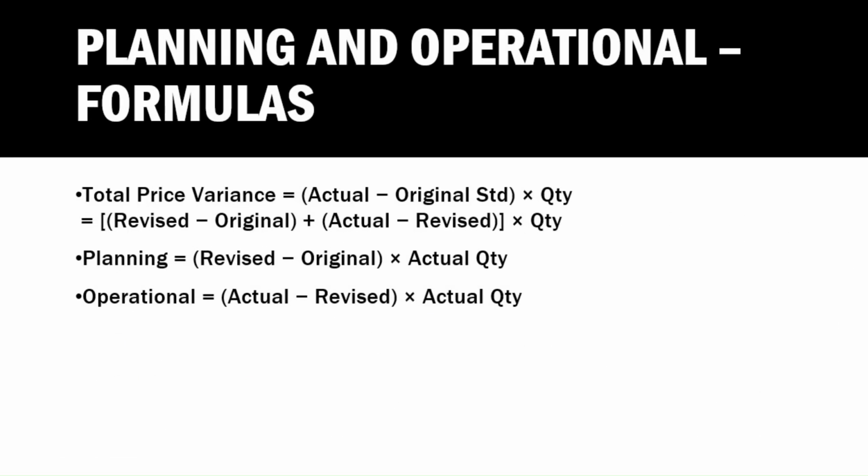The total price variance equals actual price minus original standard times quantity. It can be split into planning variance, which equals revised standard minus original standard times actual quantity, and operational variance, which equals actual price minus revised standard times actual quantity.